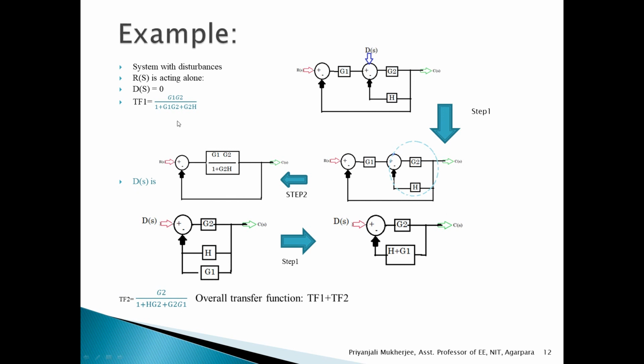And the overall transfer function is the summation of this first transfer function, G1 G2 by 1 plus G1 G2 plus G2H, plus G2 divided by 1 plus G2H plus G1 into G2. So in these cases where two types of inputs are there, one a normal input and another a disturbance input, we have to find the transfer function with one input acting alone, and then the other one, and the overall transfer function will be the summation of these two transfer functions according to the superposition principle.